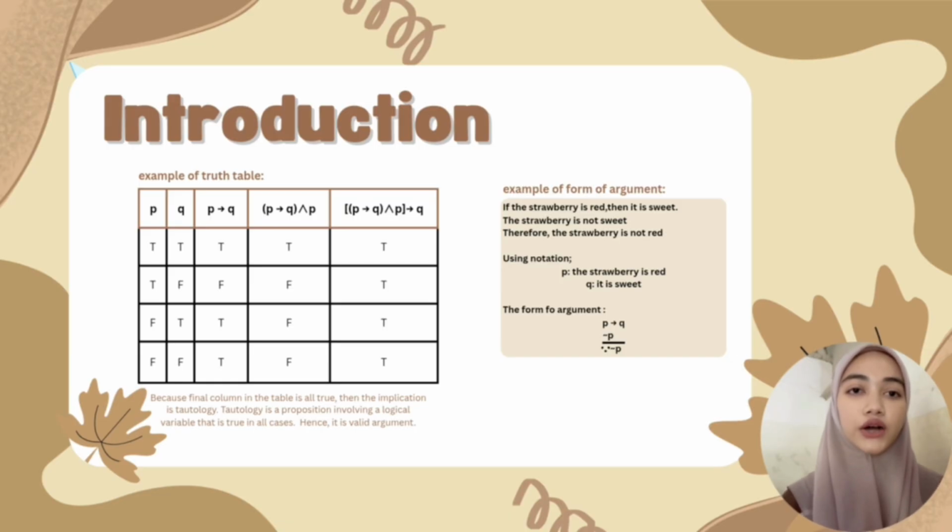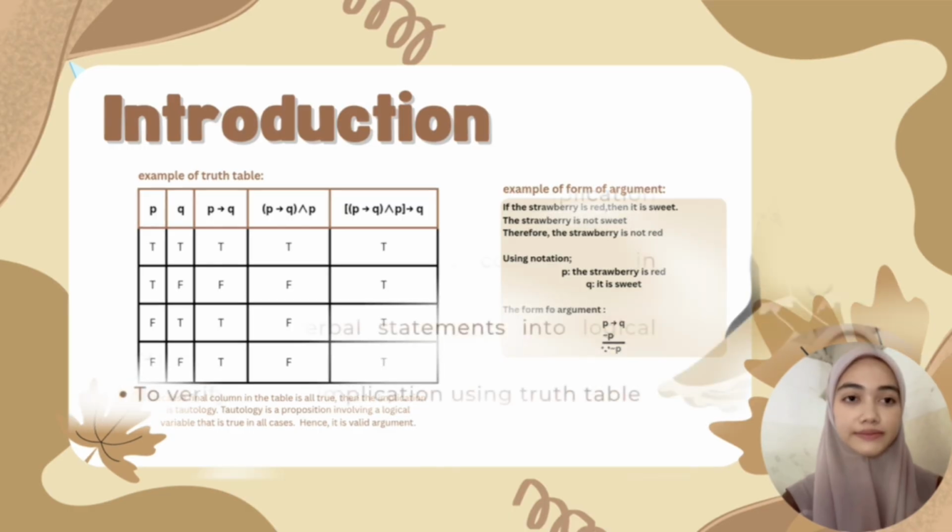Now, let's see how this works in a real-life argument. If the strawberry is red, then it is sweet. The strawberry is not sweet. Therefore, the strawberry is not red. So, using notation, P is the strawberry is red, Q is it is sweet. The argument form is P implies Q, not Q, therefore not P.